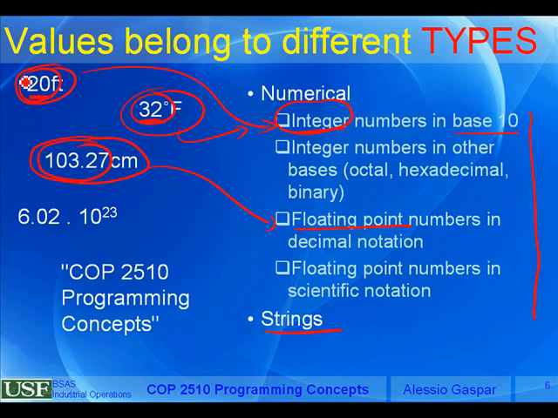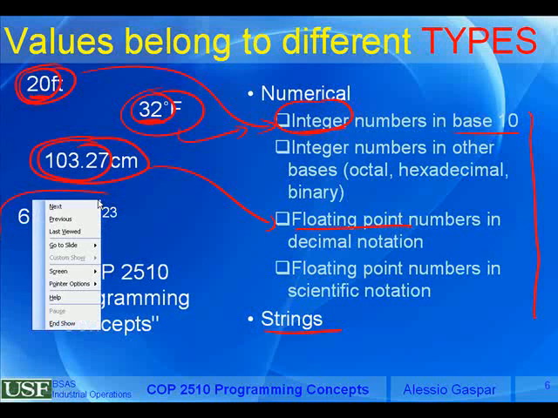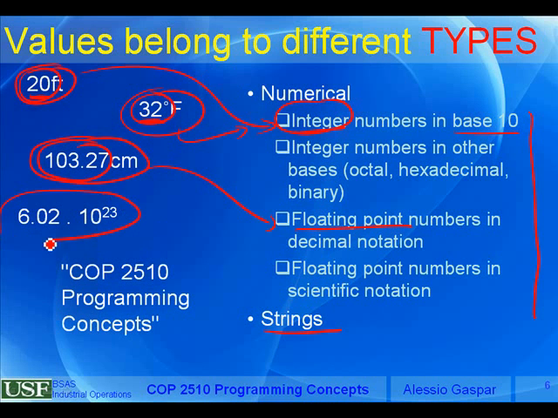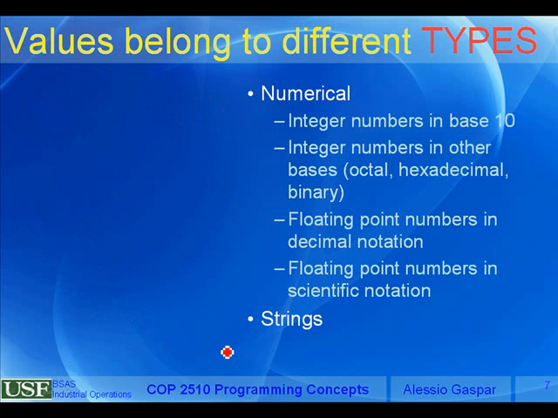What about 6.02 times 10 to the power 23? Well, this is scientific notation. Scientific notation of what? Well, scientific notation of a floating point number. So we can put this in this category. What about the string COP 2510 programming concept? This is a text, so this is going to go under the category string. Alright, so let's move on.